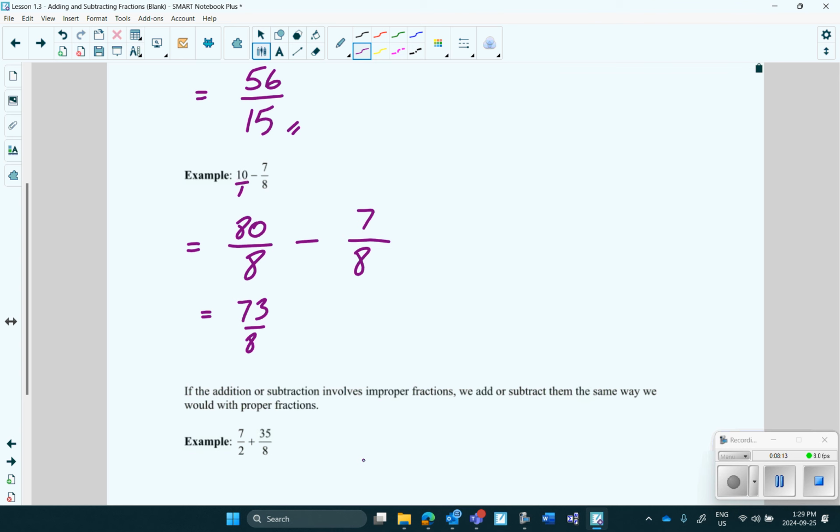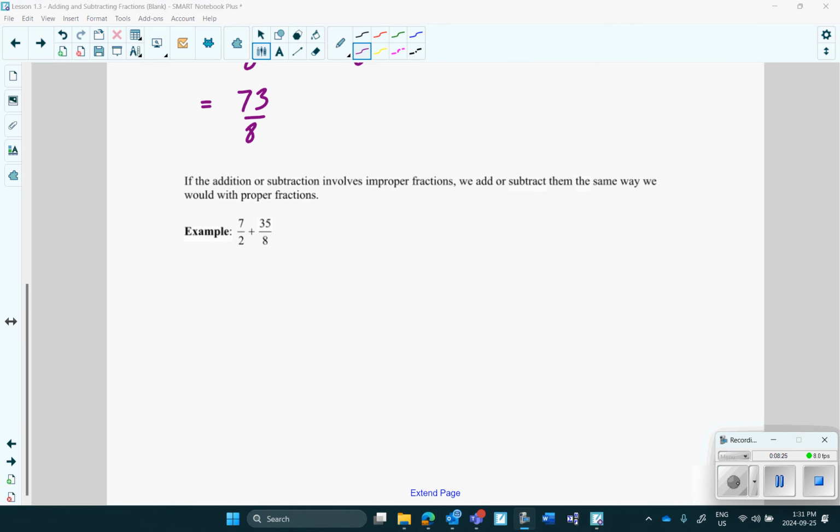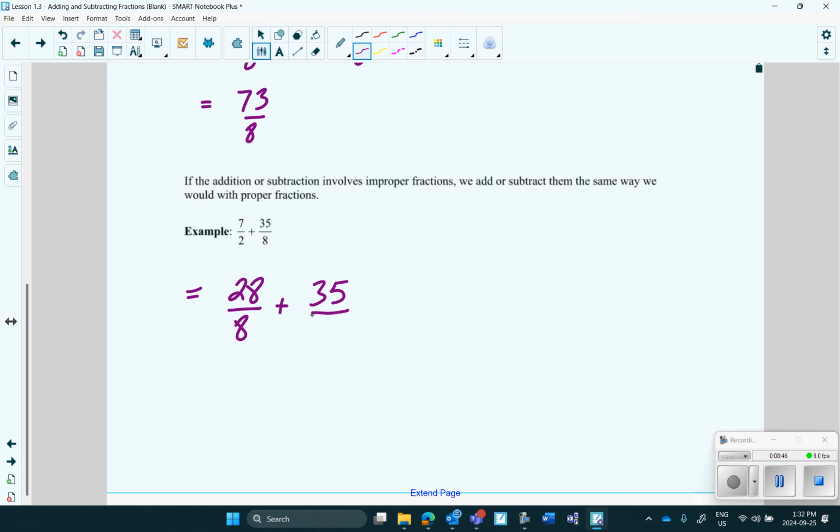Try the next one on your own, please. That's the last one before we do a couple of problems. And for fractions, what would you change it to, Claire? And that's as far as you can go.